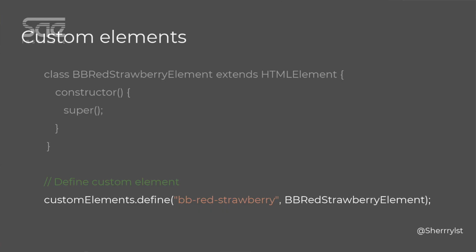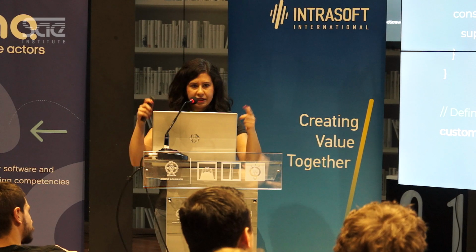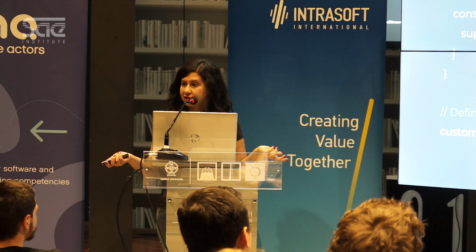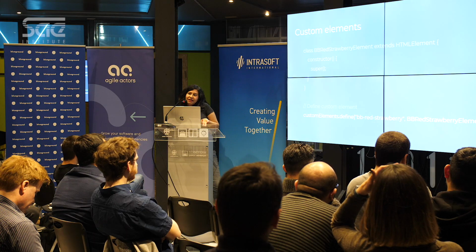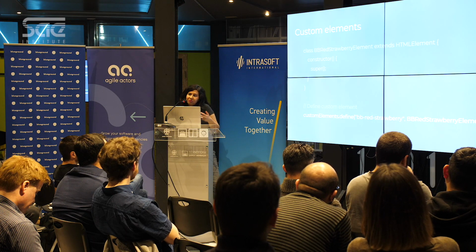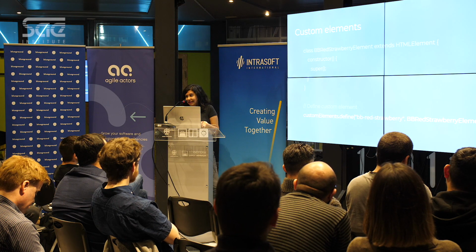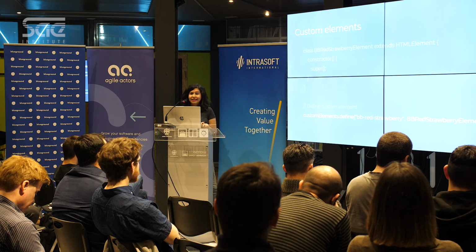So this is a class that we created. And the only thing that we need to do is call custom element, and then the BB red strawberry element is the name of the class that we just created. With just these two, we created a custom element. That's it. We also need to manipulate our template to do something. So let's see how we do that.